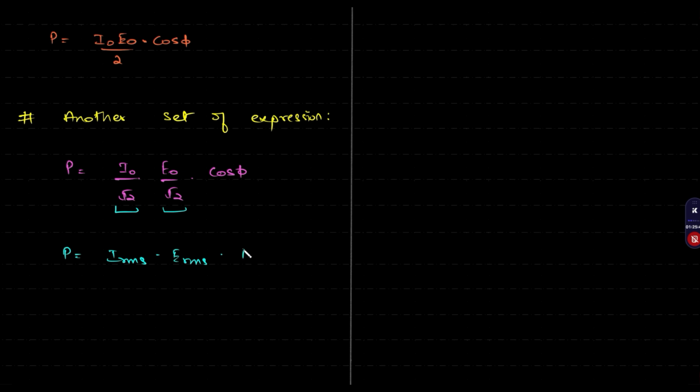And cos phi is also given by R by Z. You have to go back to another derivation. So this is another expression. We can derive a few more, but this is another set of expressions, and you can have more expressions.